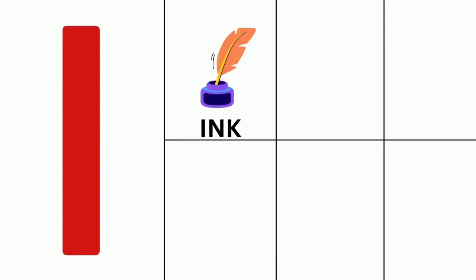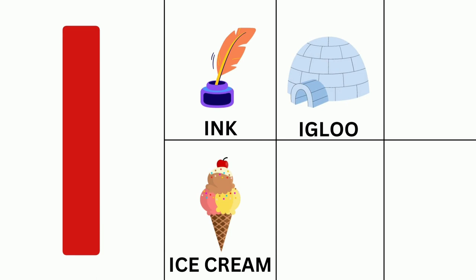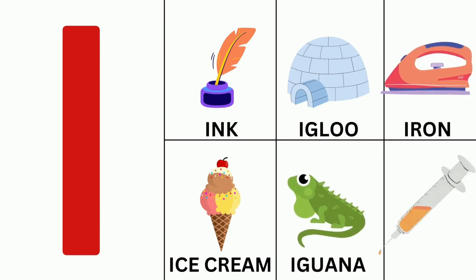I. Let's learn the words that start with I. I for ink. I for ice cream. I for igloo. I for iguana. I for iron. I for injection.